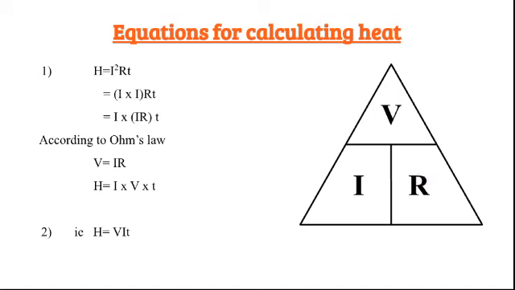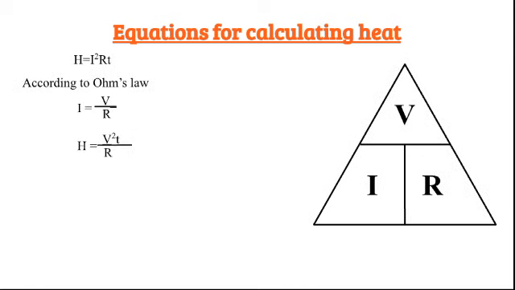Now, according to Ohm's law, this IR is V, voltage. Hence, H equal to I into V into T, where V stands for IR. So we are getting a new equation, H equal to VIT. So we have two equations now, H equal to I square RT and H equal to VIT. There is a third equation. Again, according to Ohm's law, we know I equal to V by R. Instead of I, we can write V by R.